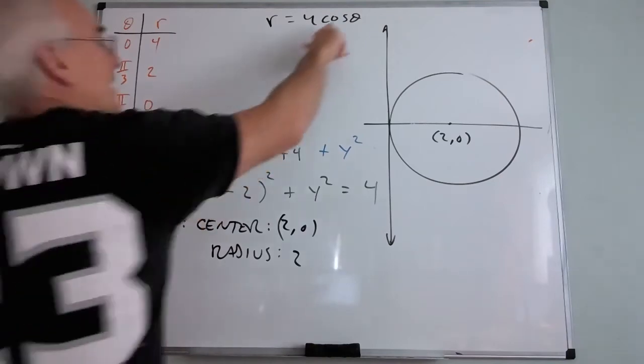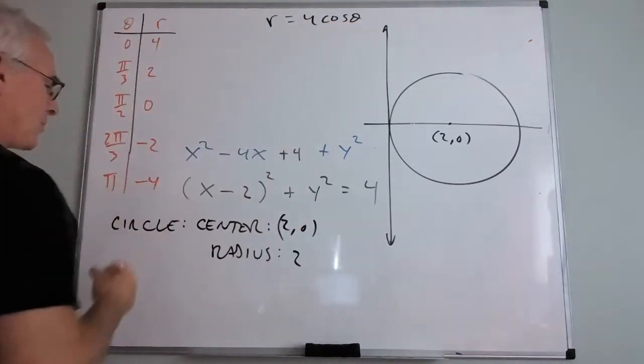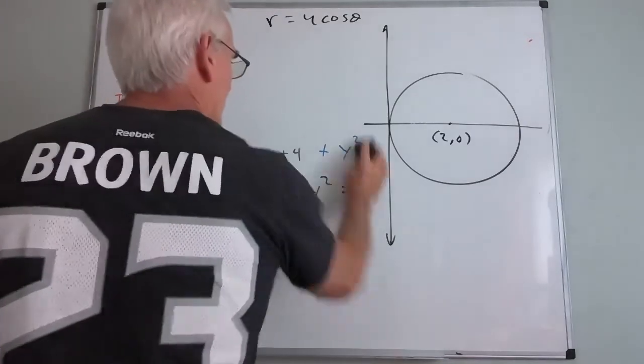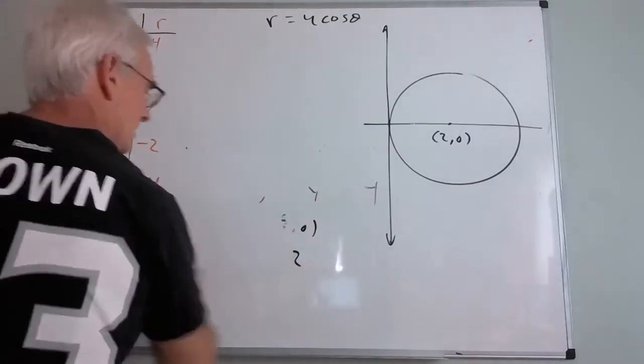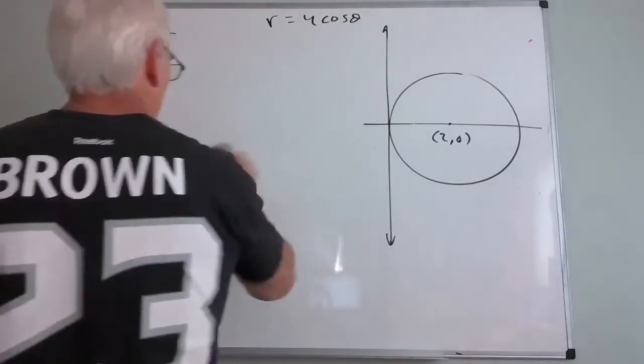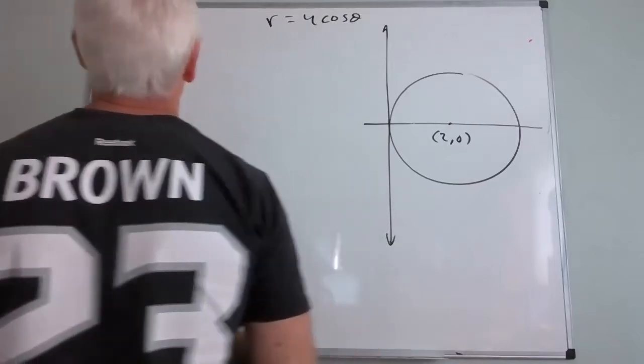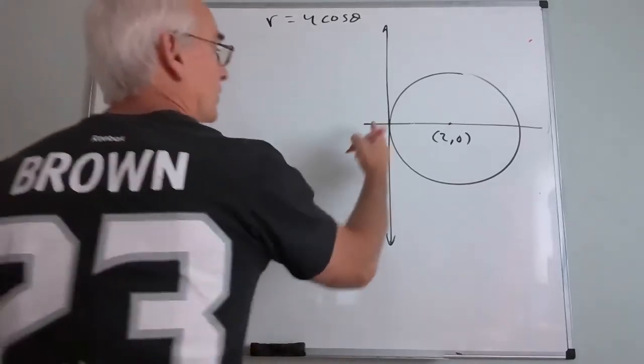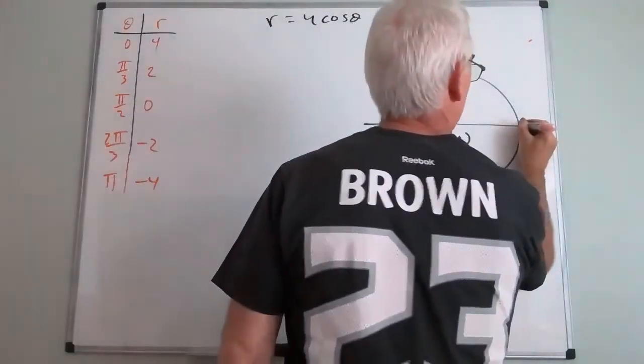And then at pi, cosine would be negative 1, so r is negative 4. Let's go that far, and let's see what we get. Now remember, the angle is always made with the positive x-axis. So if I'm at an angle of 0, it means I went out 4 units. That puts me right there.